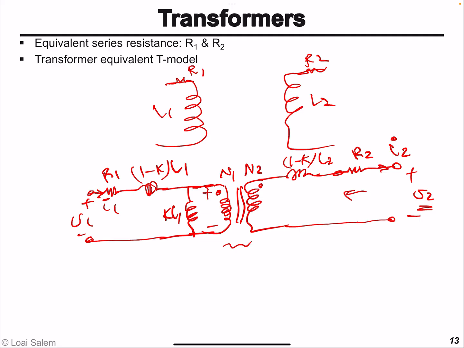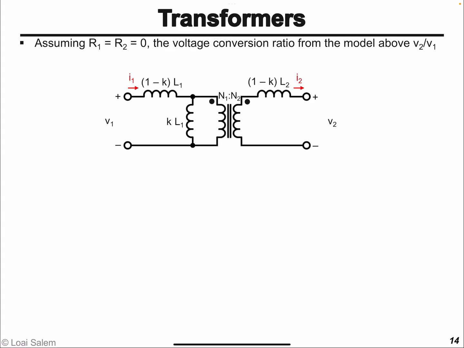So according to this model, which is called, by the way, the equivalent transformer model, what will be the voltage transfer ratio? By that I mean what will be V2 as a function of V1. And for simplicity, let's assume R2 and R1 equal to 0. So the wires that the coils are made of are very thick, so the equivalent series resistance is very small in value. So let's use this model and find V2 as a function of V1.